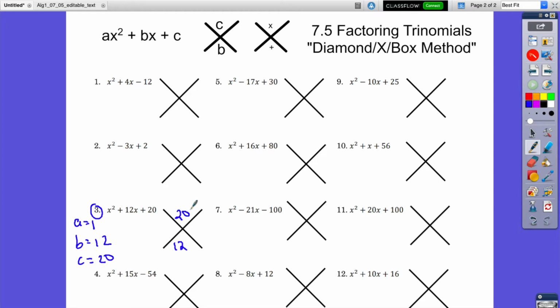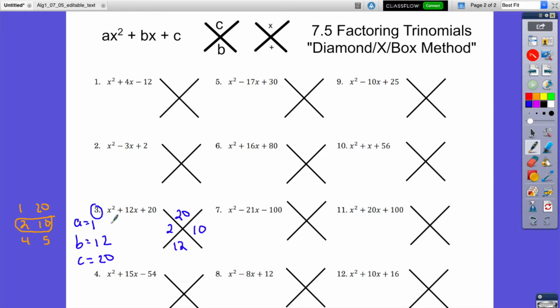And now we have to think of the factors of 20. So I'm going to write this on the side just so it's a little easier to see. Factors of positive 20. It's 1 times 20, right? 2 times 10, right? And then 4 times 5. Okay? Those are the factors of 20, so which one adds up to b, which is 12? Well, it's going to be this pair right here. So then we're going to put those two numbers here on the side. So we're going to put 2 and 10 here. Great.